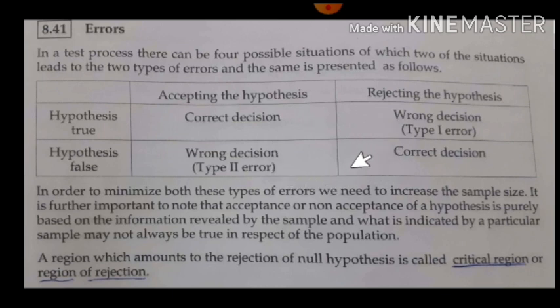Okay. So the region which amounts to rejection of the null hypothesis is called the critical region or region of rejection. I'll explain this part with a graph itself. The region of rejection of the null hypothesis is called the critical region. I'll explain it by taking a graph in the next slides.